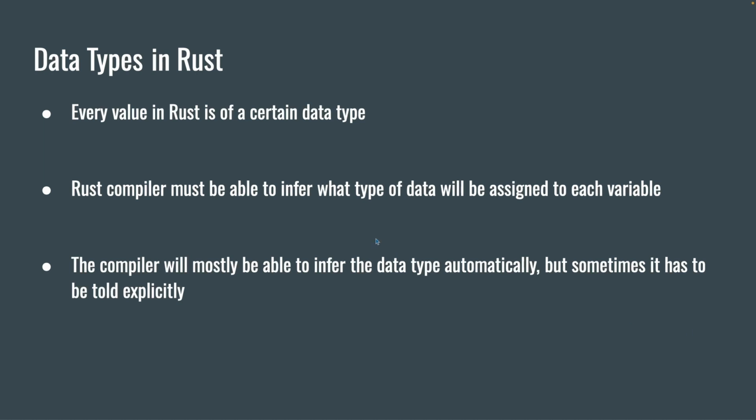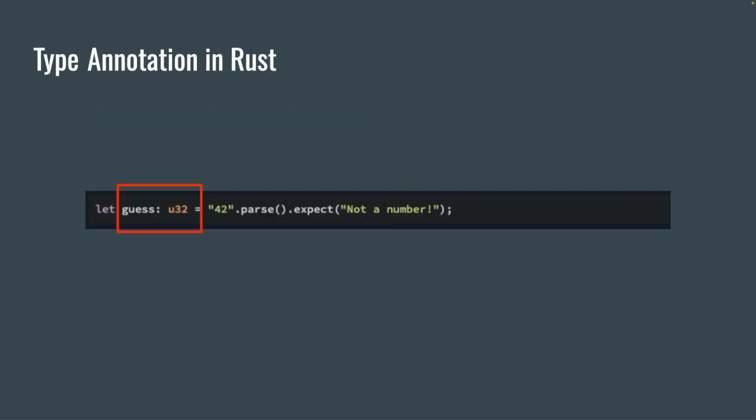For example, in the previous video where we converted the input from the user in the form of a string to an integer. So here, the value could either be an integer or it could be an error. So you have to explicitly tell Rust that we need U32. Otherwise, it has to throw an error. So that is what we do here.